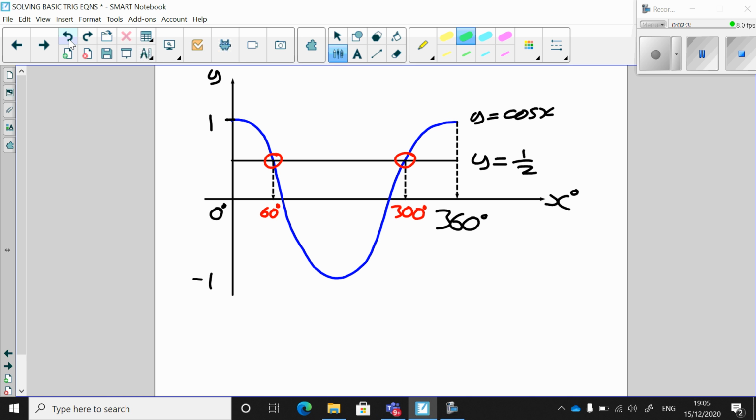Can you put them in your calculator? Can you put in cosine 60, close the bracket, equals? Do you get 0.5 or 1 over 2? Do the same with the other one, cos 300, close the bracket, equals. Do you get 0.5 or 1/2? That means those answers are correct. But we're not going to solve it like this graphically. We're going to use another method.